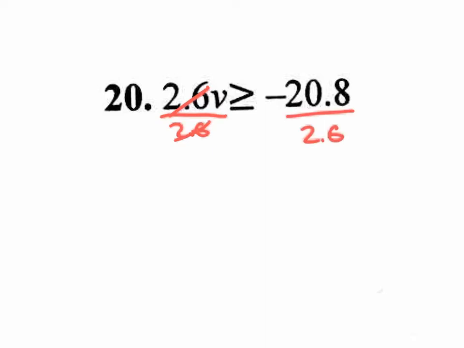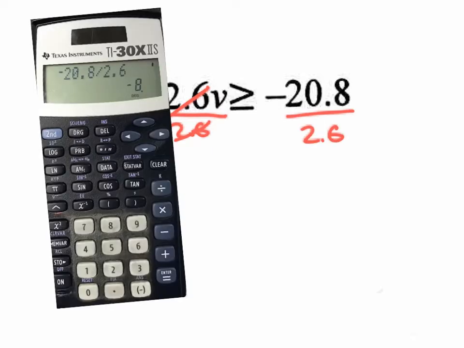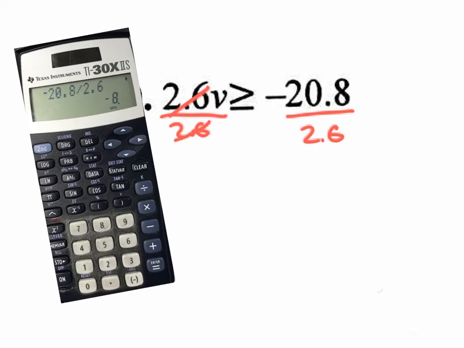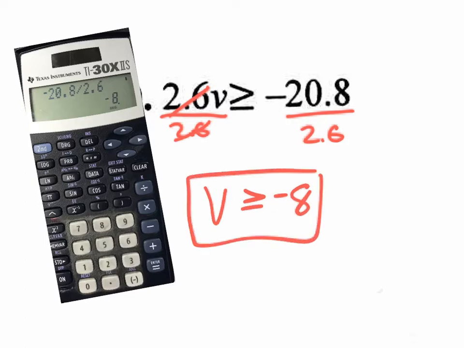So this is where you use a calculator. Now, of course, you could change those decimals to fractions, but I let you use calculators on quizzes and tests and on homework. So you might as well just type in negative 20.8, just like I did right here, divided by 2.6. You get the final answer, negative 8. So V greater than or equal to negative 8. You see, it's easy. But like I said, I'm not going to give you these types of questions on the quiz.